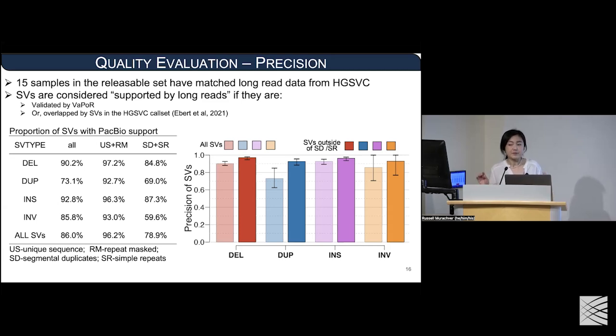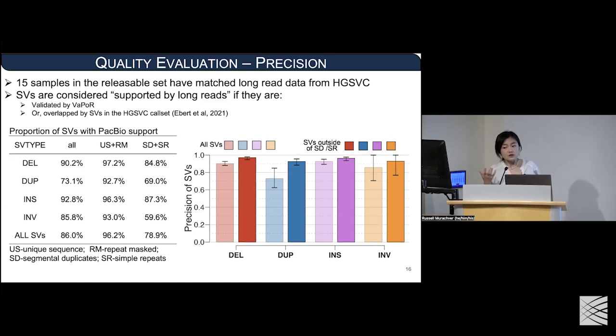So we benchmarked our data set, our SVs, with the long reads by two different methods. The first is the algorithm named VaPoR. This is the algorithm I wrote during my PhD training. It just takes the long reads, directly compares the structural variation, and tells you whether it's real or not. The other method is we overlap our SVs with the SV calls generated from long-read data that were published in Ebert et al. in Science. SVs that overlap and are supported by either method would be considered real.